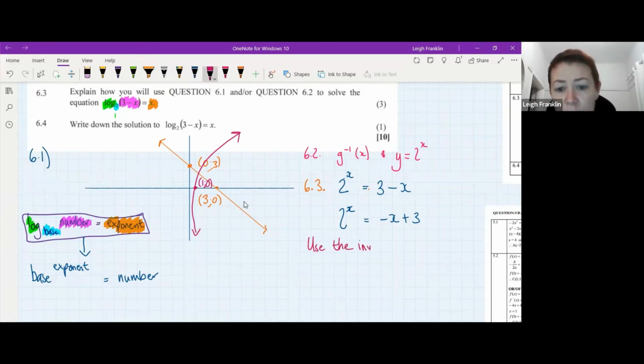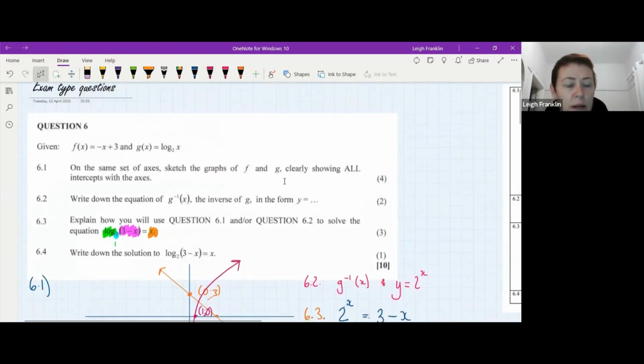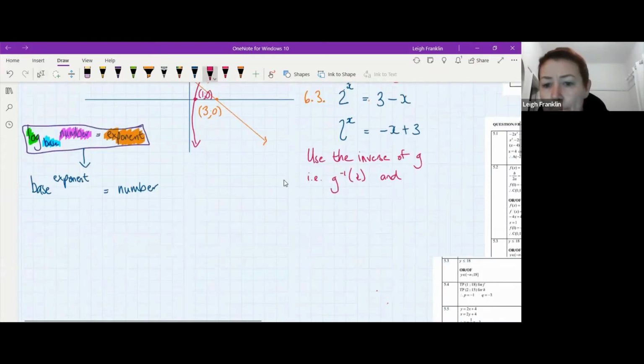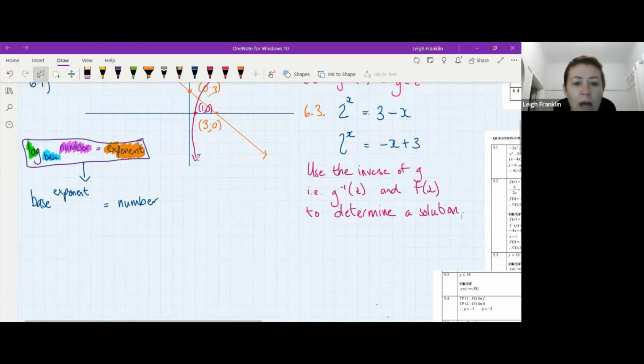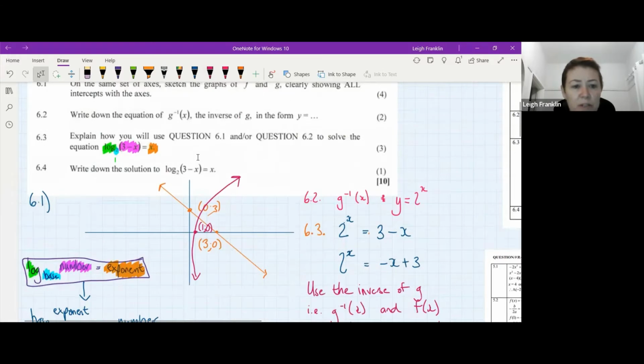All right, so what we are doing here is we have to use the inverse of g. So in other words, we have to use g minus 1 of x and f of x to determine a solution. Okay, that's what the question expects us to be able to do.